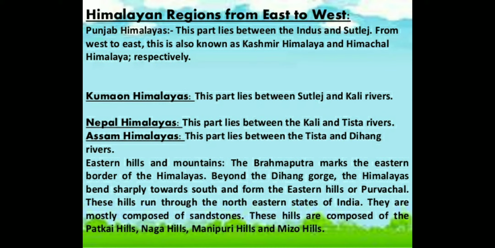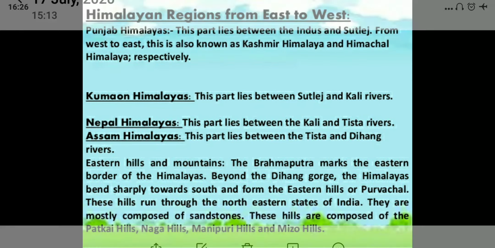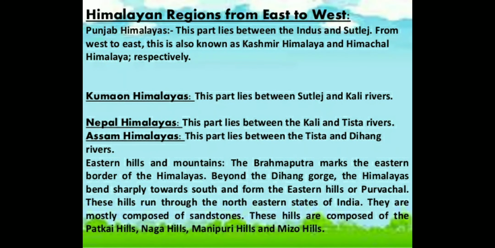Okay, next comes the Kumaon Himalayas. This part lies between Satluj and Kali. Earlier it was Indus and Satluj, Punjab. Clear? Now Satluj and Kali, Kumaon. Clear? Now Kali and Tista, Nepal Himalayas. And then Tista and Dihang, Assam Himalayas.